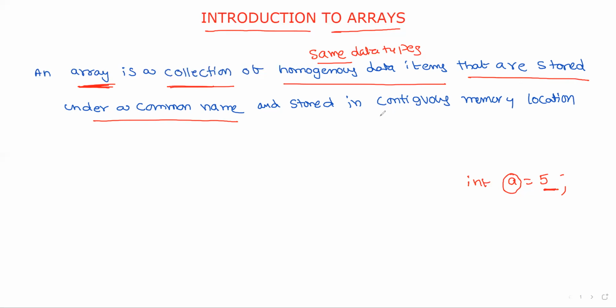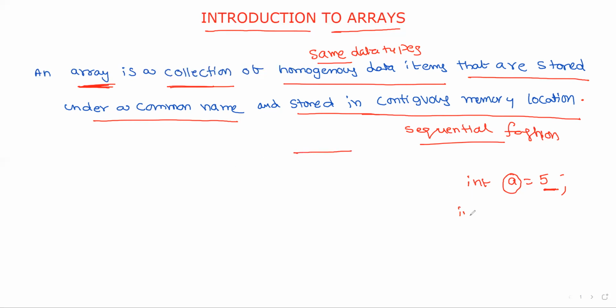And the most important thing is, all the elements are stored in contiguous memory location. Contiguous memory location in the sense sequential. That means all the elements are stored in a sequential fashion. For example, for our convenience, I will explain one thing, only one dimensional array, whatever it is. For example, int a of 5. This is, for example, 1, 2, 3, 4, 5. 5 values. Suppose 11, 12, 13, 14, 15. These are my 5 values.